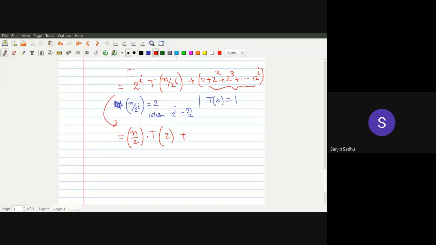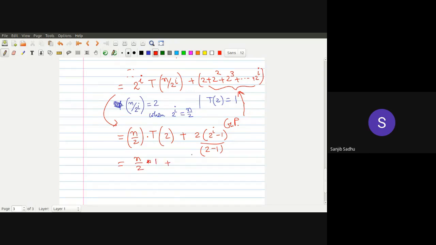This is which series? Tell me. GP. Sir, geometric progression. GP, sir. With first term 2 and common ratio 2. So here this will be 2 into 2 to the power i minus 1 by 2 minus 1. That you know, a into r to the power n minus 1 by r minus 1. So basically it will be n by 2 into t2, which is 1, you know already.